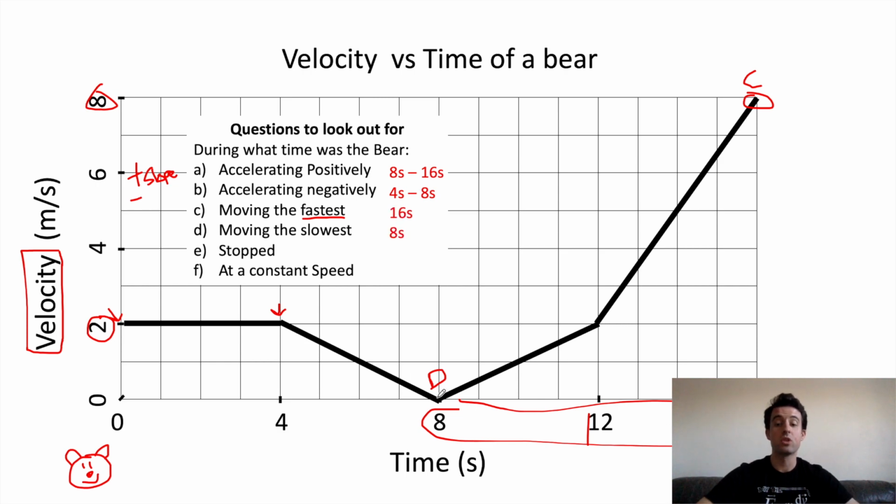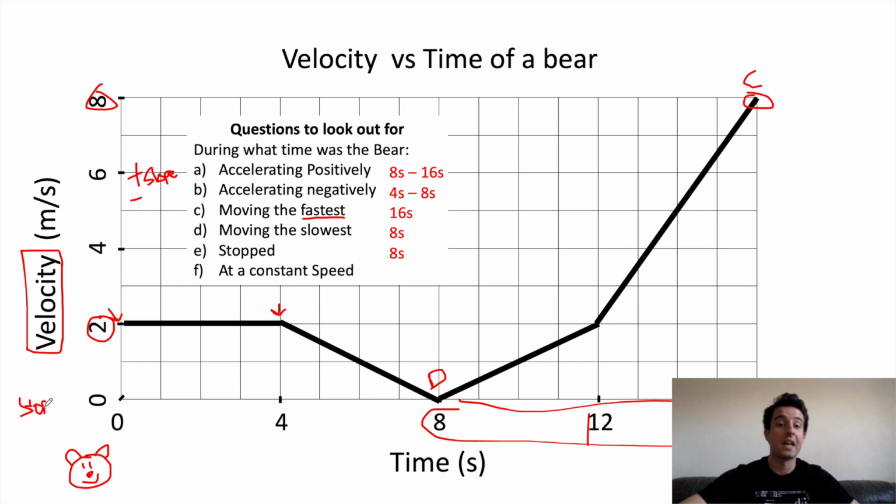For part D, moving the slowest, that would be at 8 seconds. At 8 seconds, it has a velocity of 0. So that's also going to be the answer for E. It stopped at 8 seconds because its velocity was 0. If its velocity is 0, you're not moving, you're stopped.